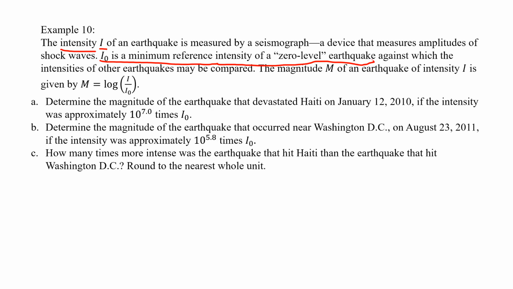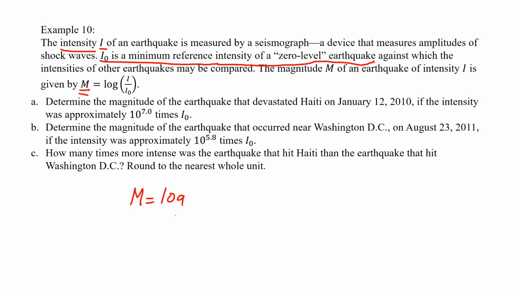The magnitude m of an earthquake of intensity I is given by m equals the log of I over I sub 0. So magnitude. Determine the magnitude of the earthquake that devastated Haiti on January 12, 2010 if the intensity was approximately 10 to the 7.0 times I sub 0. So magnitude is what we're going to do. We're going to plug this into this formula that they gave us.